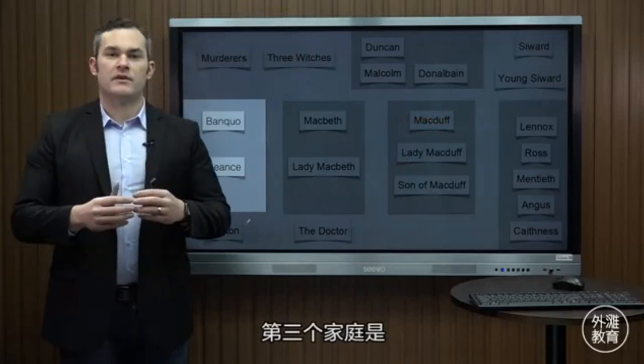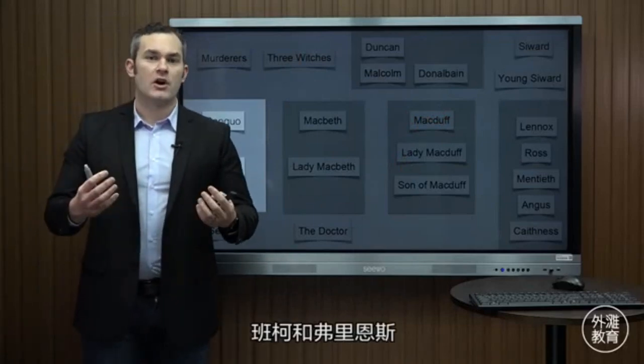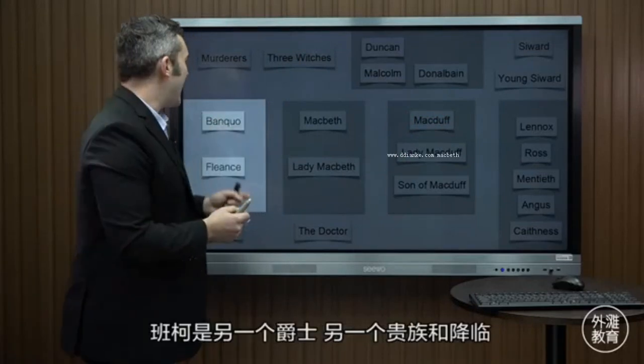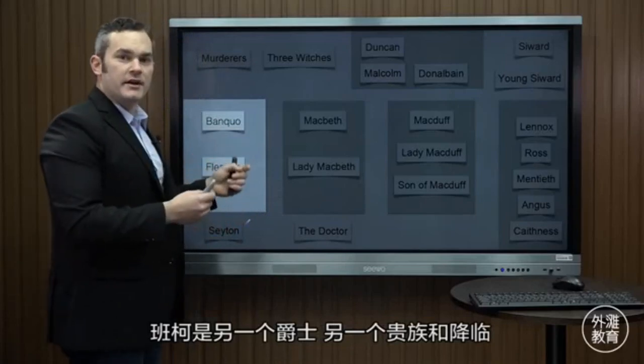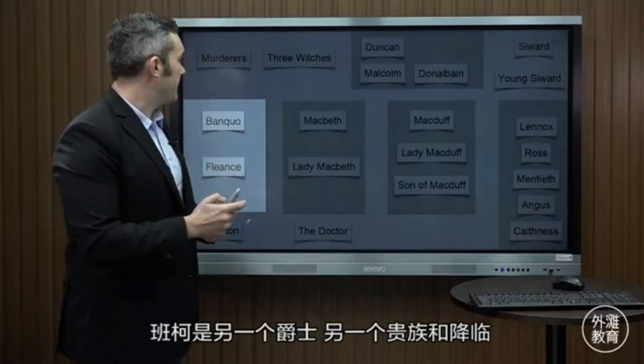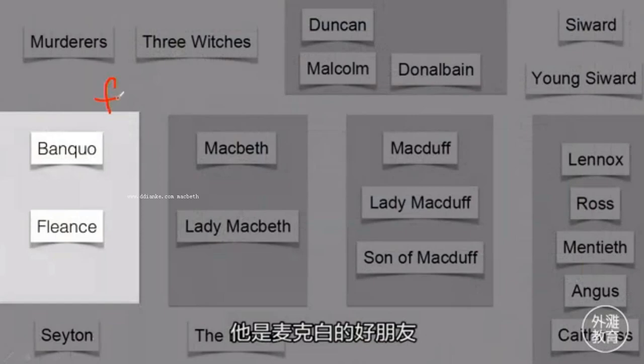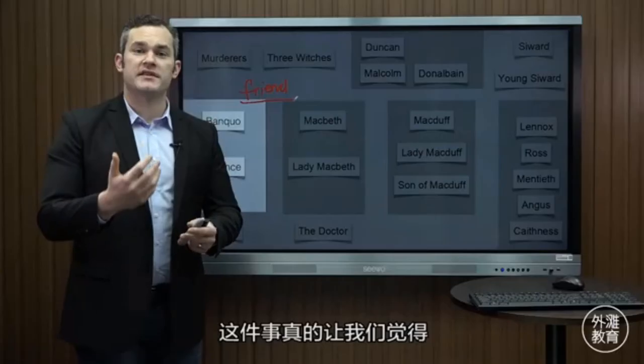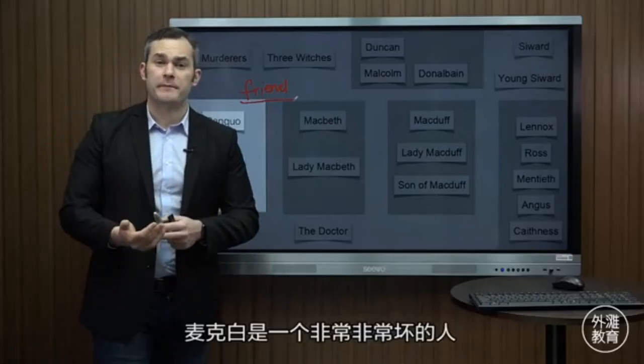The third family that we want to take a look at is Banquo and Fleance. So Banquo is another Thane, another Scottish nobleman and general. He is a good friend. We start seeing that Macbeth is a really, really bad guy.